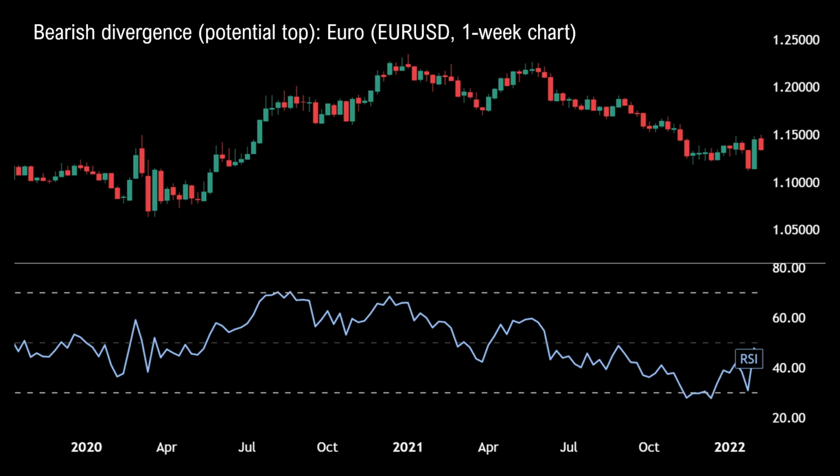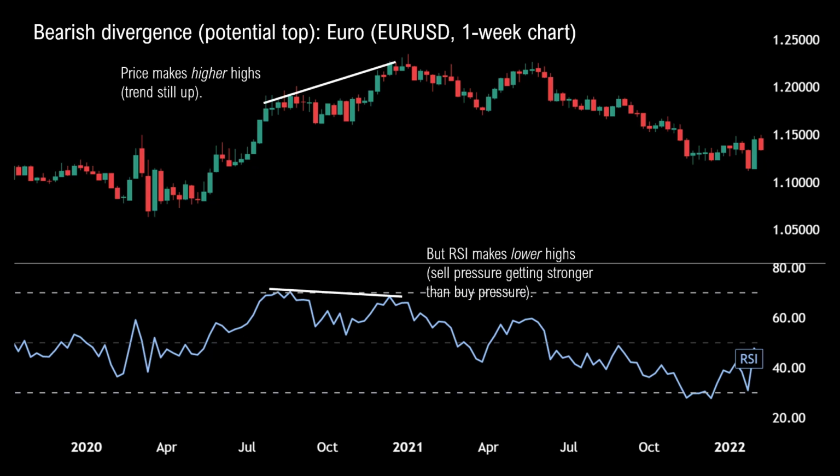But it's not just crypto markets where you can find bearish divergence. Here's the Euro USD FX pair on the 1 week chart. As you can see, there are higher highs on the price, coupled with lower highs on the RSI. In other words, buy pressure is running out of strength.